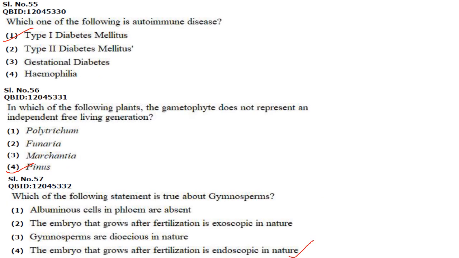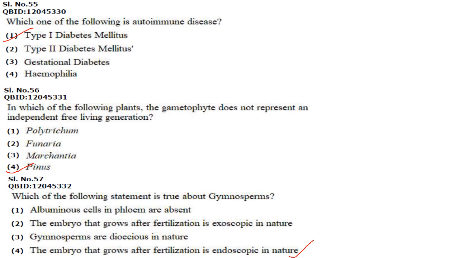Next one. Which one of the following is an autoimmune disease? So a disease in which the body's immune system attacks its own healthy cells is called an autoimmune disease. So out of these given options, type 1 diabetes mellitus is an example of an autoimmune disease.